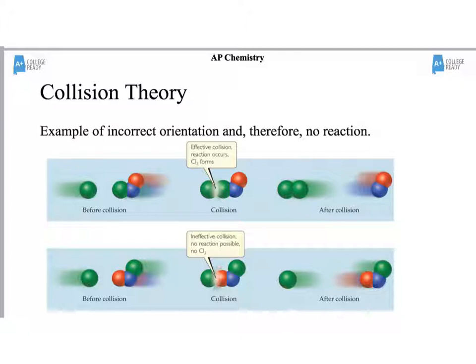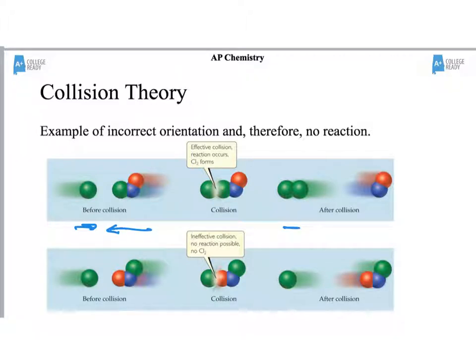And they are, one's coming this way and one's coming this way. And they're going to run into each other. And the green and the green run into each other, and they have an effective collision. And the two chlorines form a bond here.